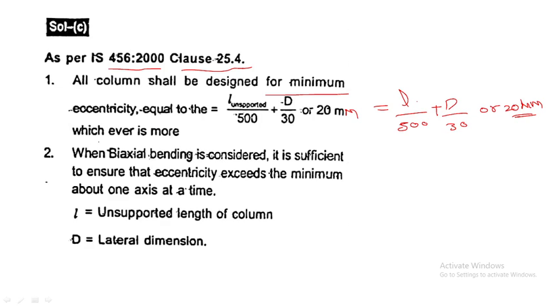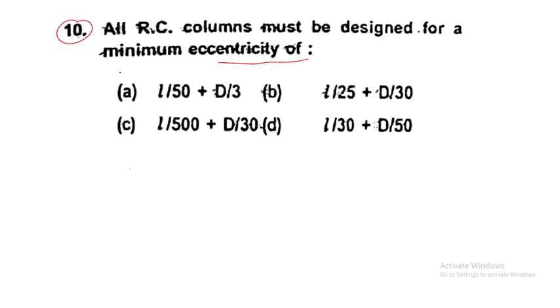So this is for a column. When biaxial bending is considered, it is sufficient to ensure that the eccentricity exceeds the minimum about one axis at a time. L is the unsupported length of the column and D is the lateral dimension. So the answer for this question is L by 500 plus D by 30.